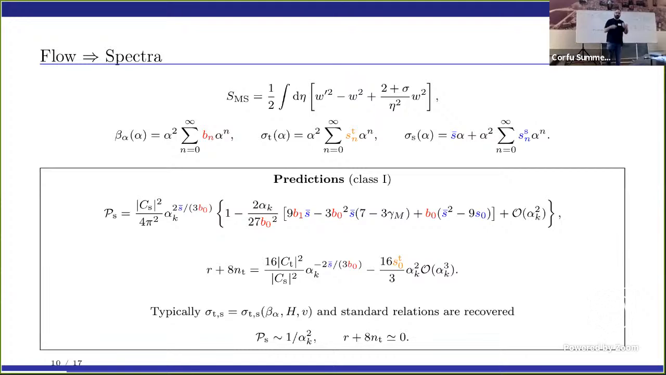But typically, if you want to recover the results that we already know from single field inflation, the sigma depends on the beta, depends on h, depends on v. So they have a relation. There is a relation between all the coefficients. These two coefficients depend on b and some other numbers. So if you plug them back, you will recover the usual result to the leading order.